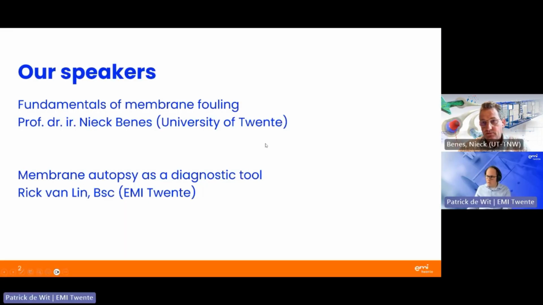As I mentioned, we have two speakers. The initial part is more focusing on the fundamentals and the theoretics behind membrane fouling, which will be given by Professor Dr. Nieck Benes from the University of Twente. Professor Benes has been in the membrane world for a long time, I can say. And he will explain to us what is happening at the membrane surface from a fundamental perspective. And then hopefully we later get these theoretical insights coupled to the real world, where later today on the agenda we look at membrane autopsy as a diagnostic tool, given by Rick van Lin from EMI Twente.